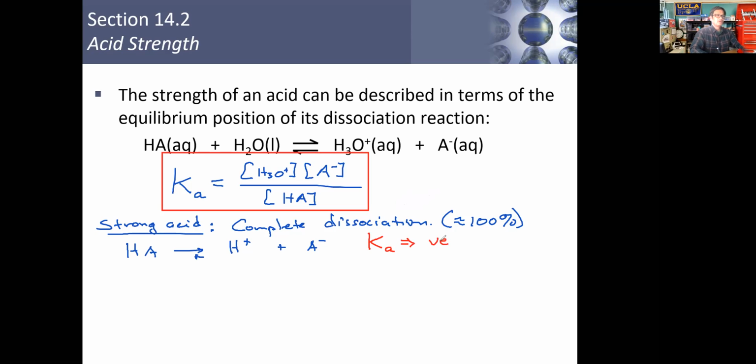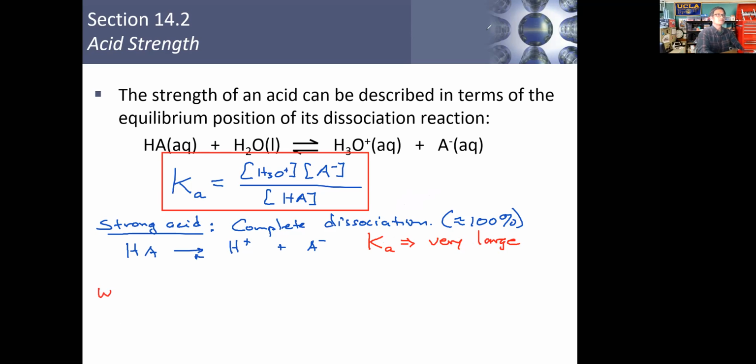That is very large. So the bigger the Ka, the stronger the acid. So the Ka for a strong acid should be very big. It should be a very big number. All right, if that's what we know for strong acids, let's take a look at what the weak acids are.